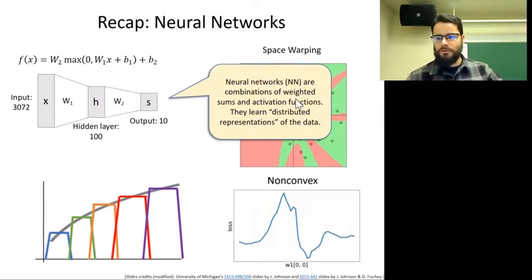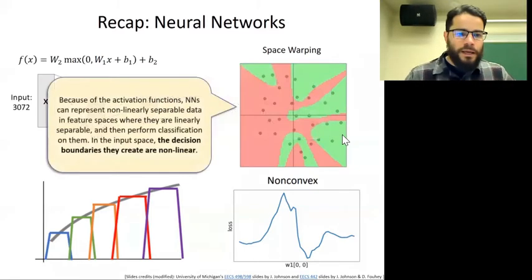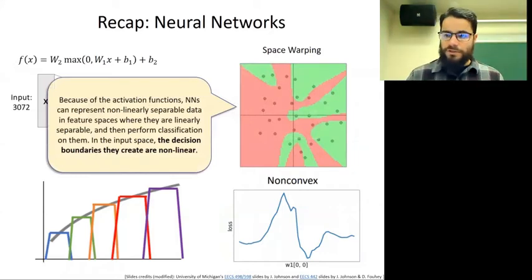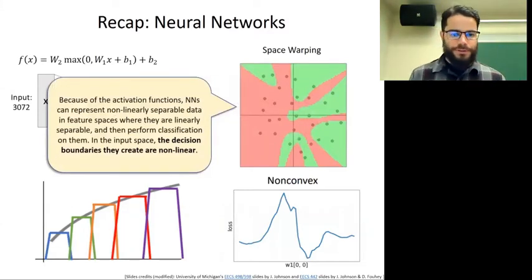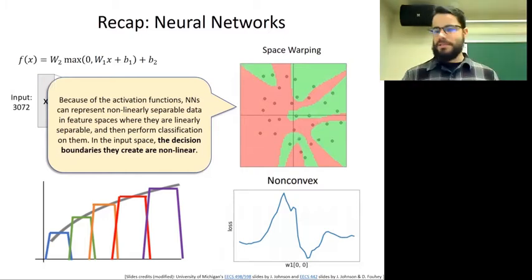We can have a neural network with any given size. Because of the activation functions, we discussed a lot about activation functions, right? We discussed the fact that activation functions are responsible for providing these non-linear capabilities to neural networks. So because of them, neural networks can represent non-linearly separable data in feature spaces where they are linearly separable, and then perform classification on them.